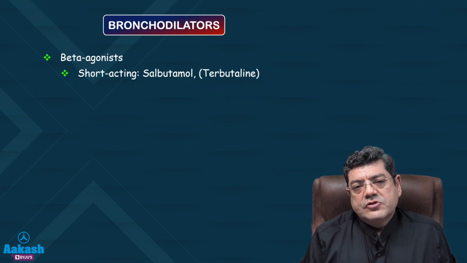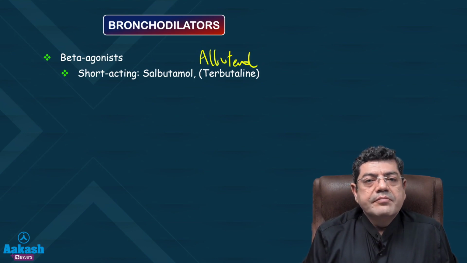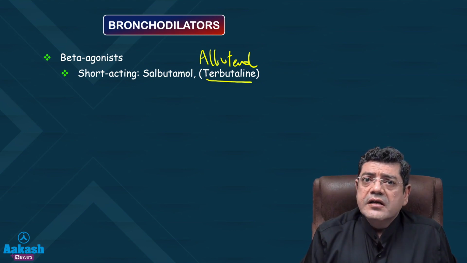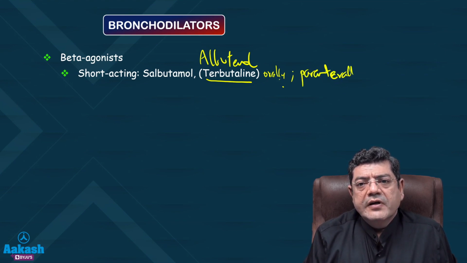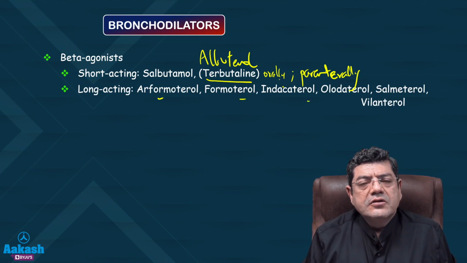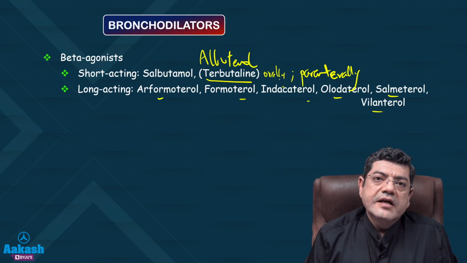Beta agonists, so albuterol or salbutamol, which are just different names for the same medication, are inhaled agents. Terbutaline, I put that in parentheses because it's not available in an inhaled formulation. So it can be given orally, and in some countries it's also used parenterally or intravenously, right? And then the long-acting ones are arformoterol, formoterol, indacaterol, olodaterol, salmeterol, and vilanterol. Okay, so these are drugs that are more useful for the asthmatic.